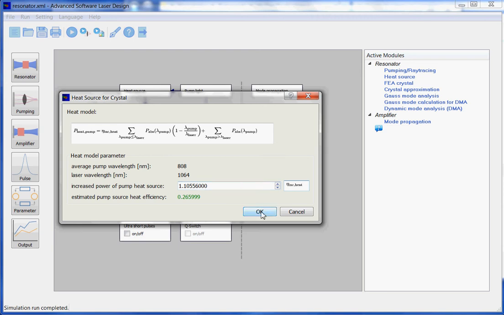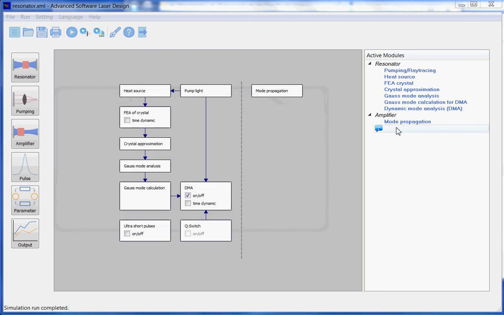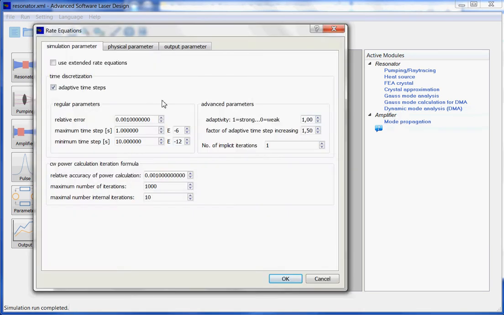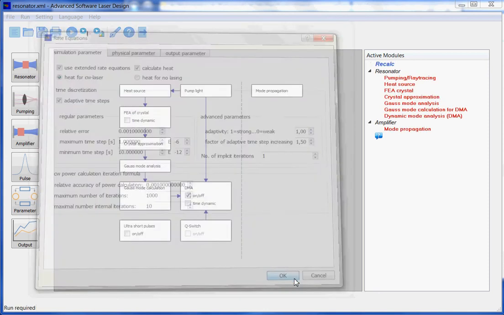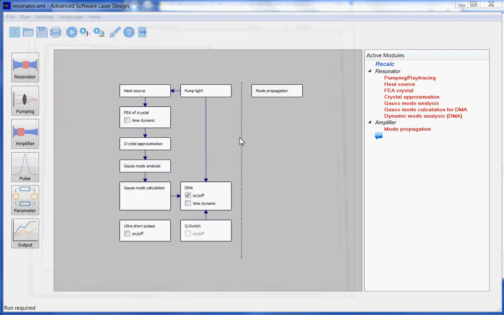The third model which ASLD is using is a completely different model, and that model you can use when you click here on Use Extended Rate Equations, Calculate Heat Source, and here you can distinguish for heat for CW lasing or no heat for no lasing. So let us see what kind of model is used in this case.